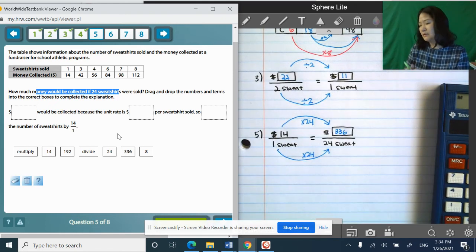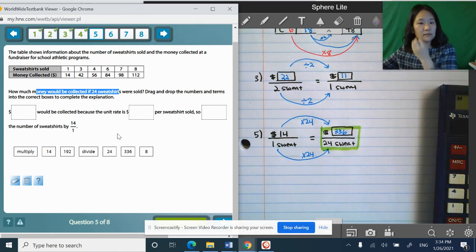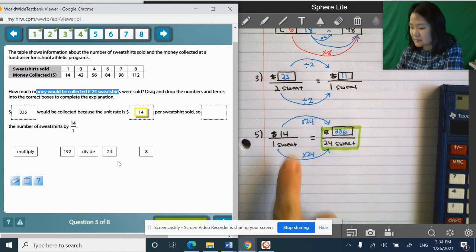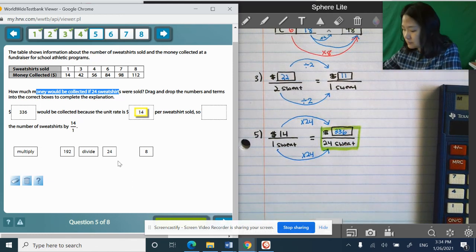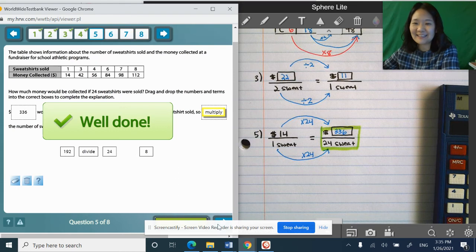So I'm going to do 14 times 24, $336. Now first box that. And you take a look. Oh, yay, I have 336 right here. 336 would be collected because the unit rate is $14 per sweatshirt sold. So what did I do to find the answer? I multiplied 14 by 24, right? So multiply the number of sweatshirts, which was 24, by 14 or 14 over 1. 14 over 1 means the same as 14, so it's nothing different. Okay? Yay!